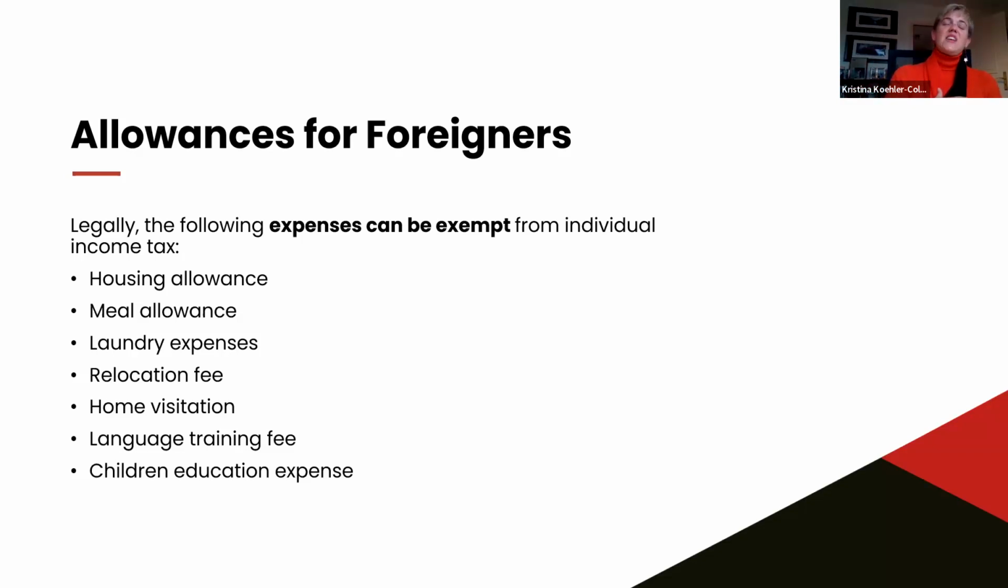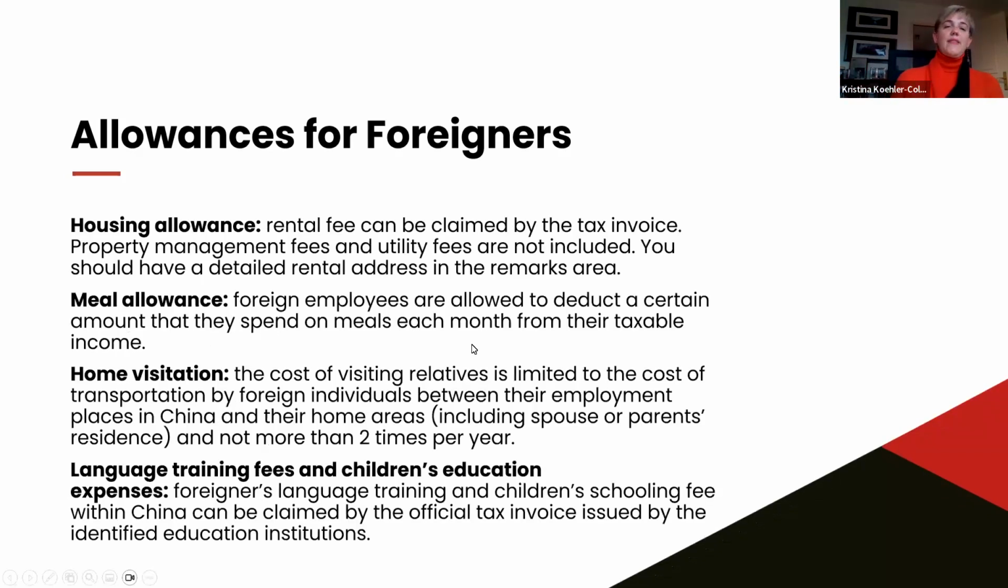Now, allowances for foreigners, if you all haven't heard, has been extended. All right. So housing allowance, meal allowances, laundry expenses, relocation fees. Guys, this has not changed at all. Home visitation, meaning traveling back home, language training fees, children educational expenses. This has always been there, still remains the same, okay?